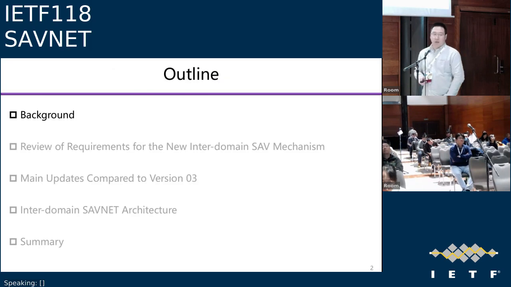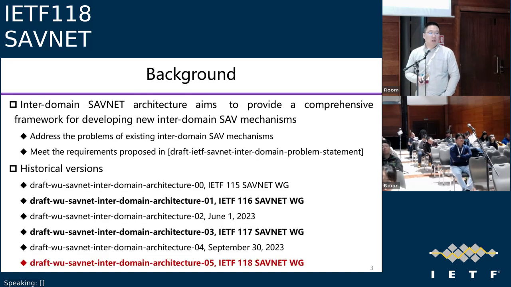Okay, let's review the background of the inter-domain SAV architecture draft. Overall, the inter-domain SAV architecture aims to provide a comprehensive framework for developing new inter-domain SAV mechanisms. It aims at addressing the problems of existing inter-domain SAV mechanisms and meeting the requirements proposed in the inter-domain SAV problem statement draft. Here is a summary of the historical versions.